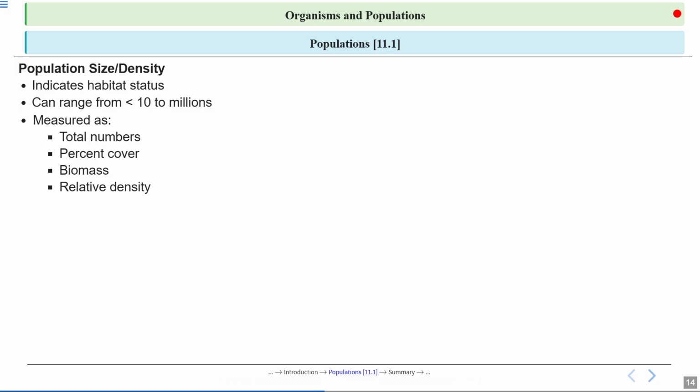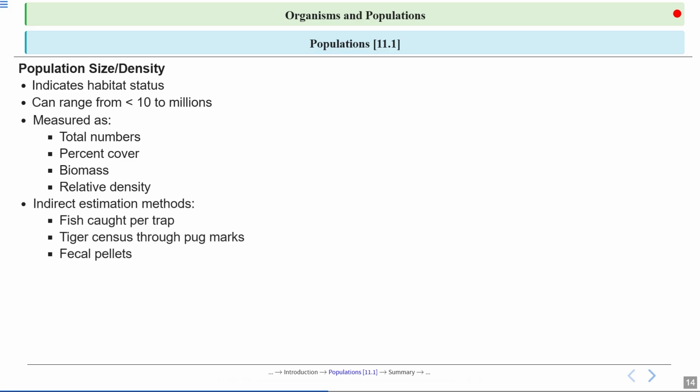How can you calculate the population size or density? You can calculate it in several ways. First, total numbers give you a straightforward count, while percentage cover shows how much area a population occupies. Then biomass measures the total mass of the organisms, and then you have relative density. This compares the population to other populations in the area.